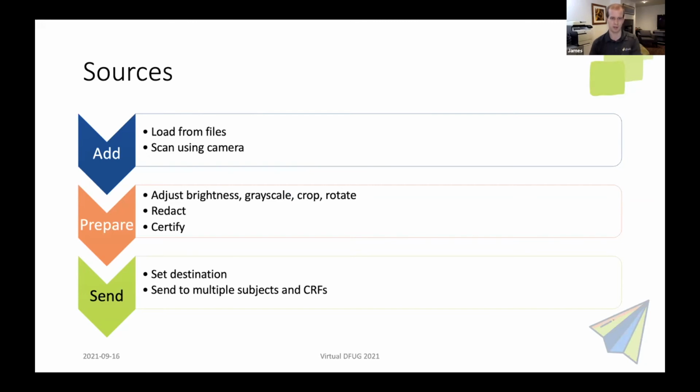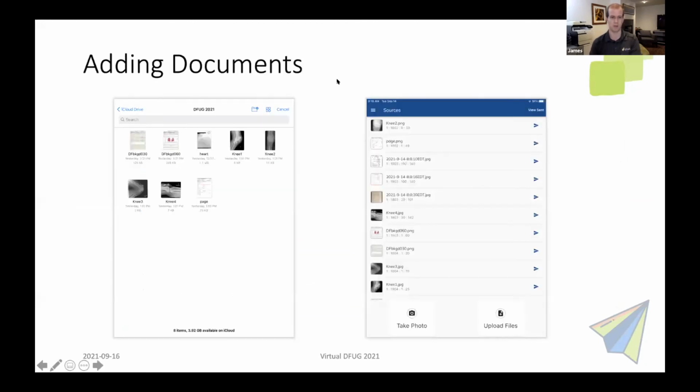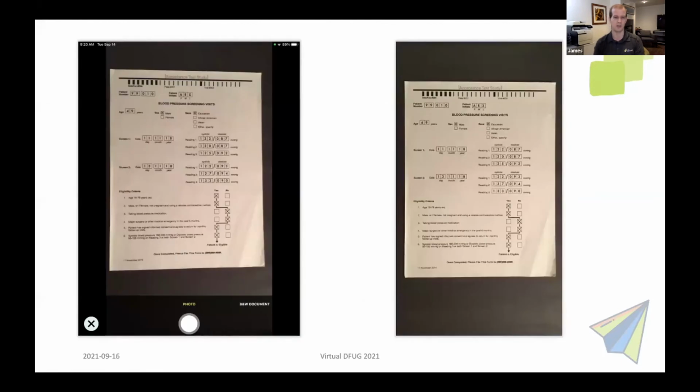First of all, the very straightforward way of adding documents is using your file picker. So you can go into your files, select the documents you want to add, and then they appear on the screen in the list, and you can see the little thumbnail of each of the images, and you can get to work on them. But that's not the only way to get a document into Sources. Sources is a mobile application, and we allow you to take advantage of your camera.